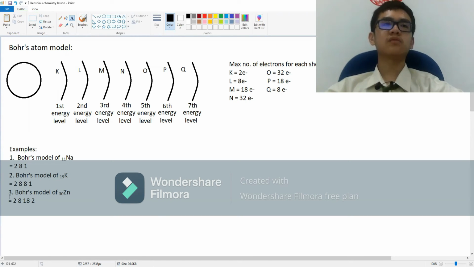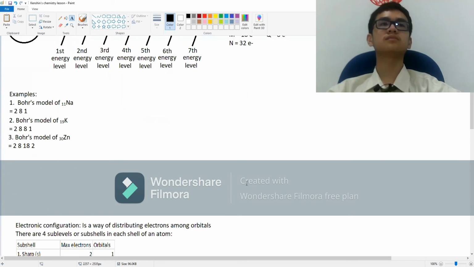Then the third one, we have Bohr's model of zinc, which has an atomic number of 30, which is 2, 8, 18, and 2. I add all these together and you get 30. Now you might be confused again as to why this can be 18 this time. All right, there's actually a method to this confusing thing. A method that you might understand better. I know I do.